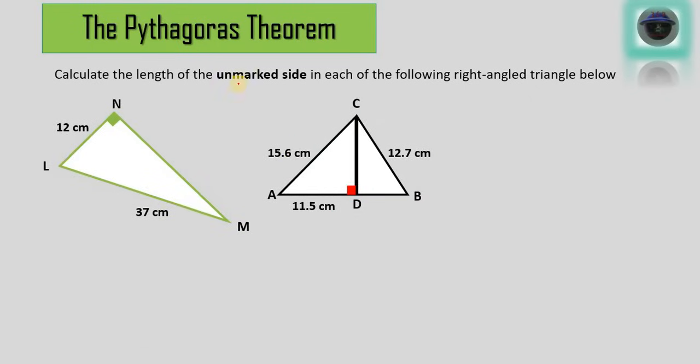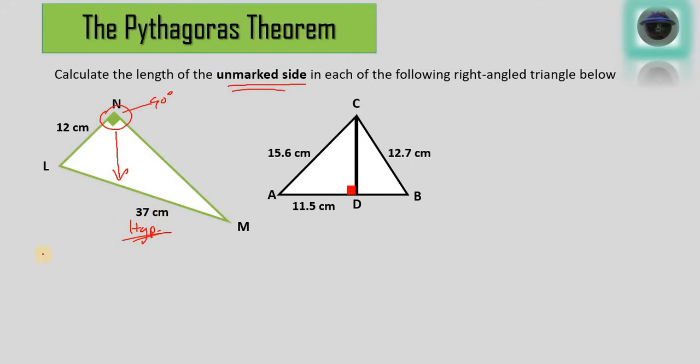Now let's look at this other one. We're trying to find the unmarked side again. So identify the right angle first off, so you can identify the hypotenuse. And so this is our hypotenuse, the side that faces the 90 degrees angle. Remember, this is actually 90 degrees, symbolized by a square. Okay, so this side is 37, which is the hypotenuse.